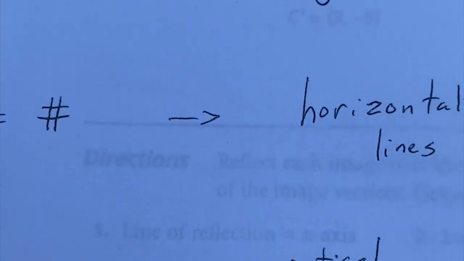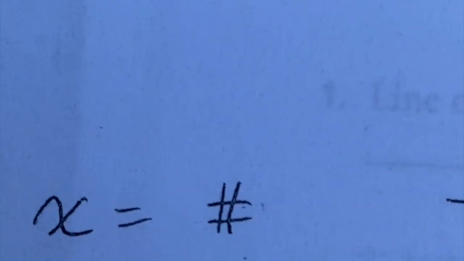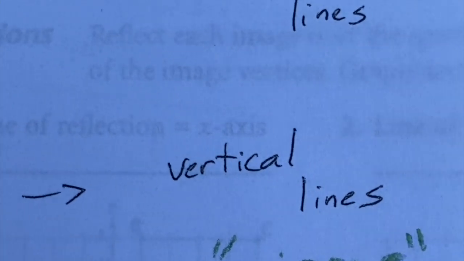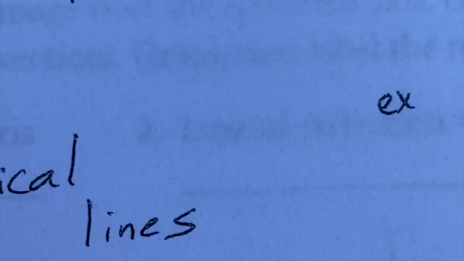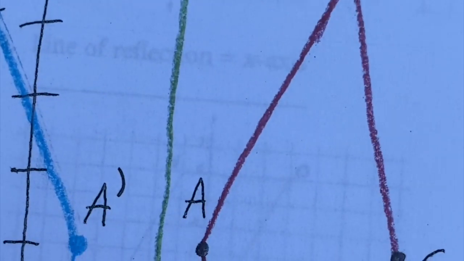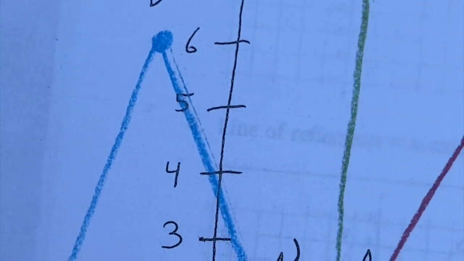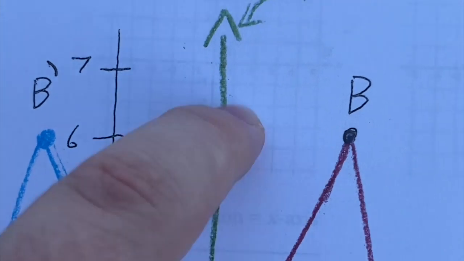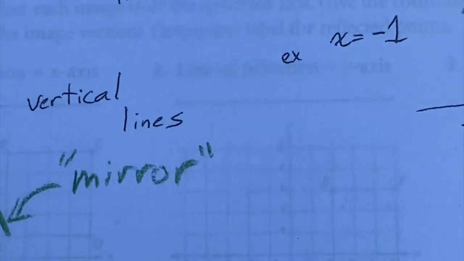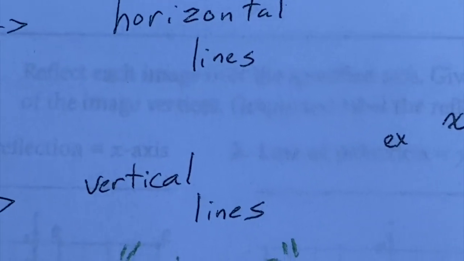Now because it starts off with an x and has a number there, this is going to be the line equation for a vertical line. So first thing we do is go to the x-axis, and then we find the number, which was 2, and then we just draw a vertical line. There's our line of reflection, aka the mirror.